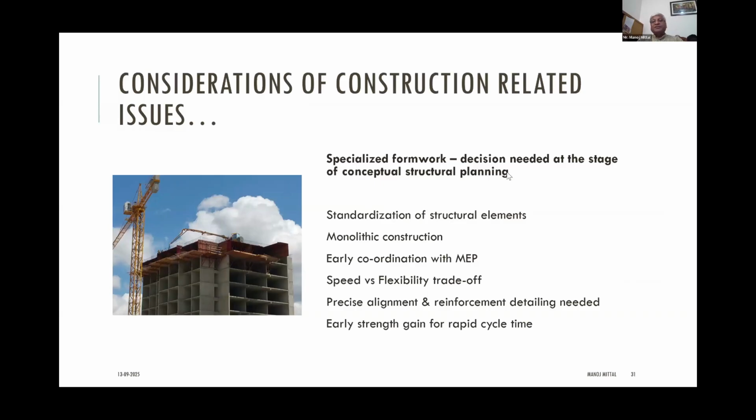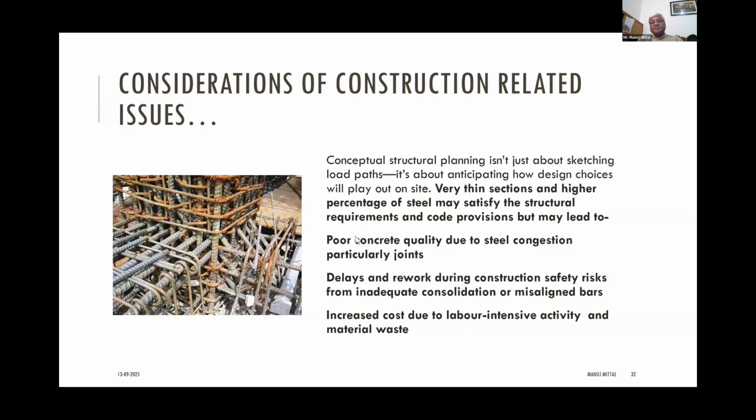So specialized formwork decisions are needed at the stage of conceptual structural planning, and there will be standardization of the structural elements, monolithic construction, early coordination with the MEP, speed and flexibility trade-off, precise alignment and reinforcement detailing, and early strength gain for rapid cycle time. I am highlighting this point because these things will affect our decisions. So we need to know what kind of formwork we need to use in our building. And then this is another, I think I'm about to finish my presentation.